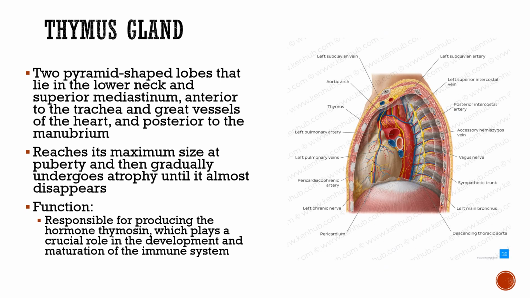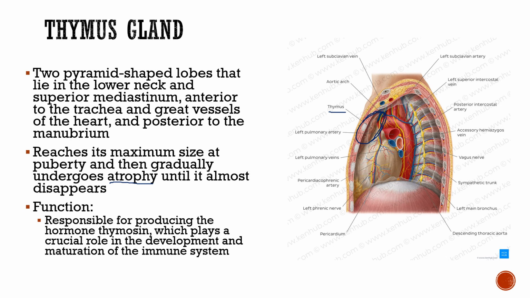The thymus gland is the last part, and that is the two thyroid-shaped lobes that lie in the lower neck and the superior mediastinum, anterior to the trachea and the great vessels of the heart, and posterior to the manubrium. In this image here, we can see a picture of the thymus gland that I'm circling. It's very small in the adult. It reaches maximum size at puberty, and then it atrophies until it nearly disappears. So it's responsible for producing the hormone thymosin, which plays a crucial role in the development and maturation of the immune system.